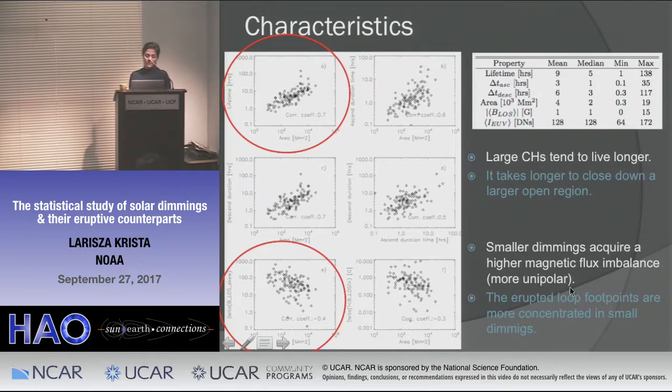So for some reason, these loop foot points are more concentrated in smaller dimmings. I don't know why. It would be very interesting to find out. And so this is the diagram that shows that relationship. The correlation coefficient is 0.4. So it's a weak correlation. I would just admit it and just point it out.